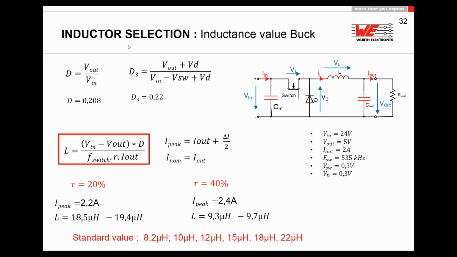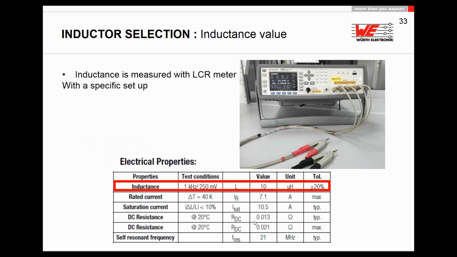And if you consider this formula with a 40% ripple current, you may have a peak current of 2.4 amp into the inductance, and the inductance value will be something like, I would say, 10 microhenry. Now you choose a 10 microhenry inductance according to the data sheet.